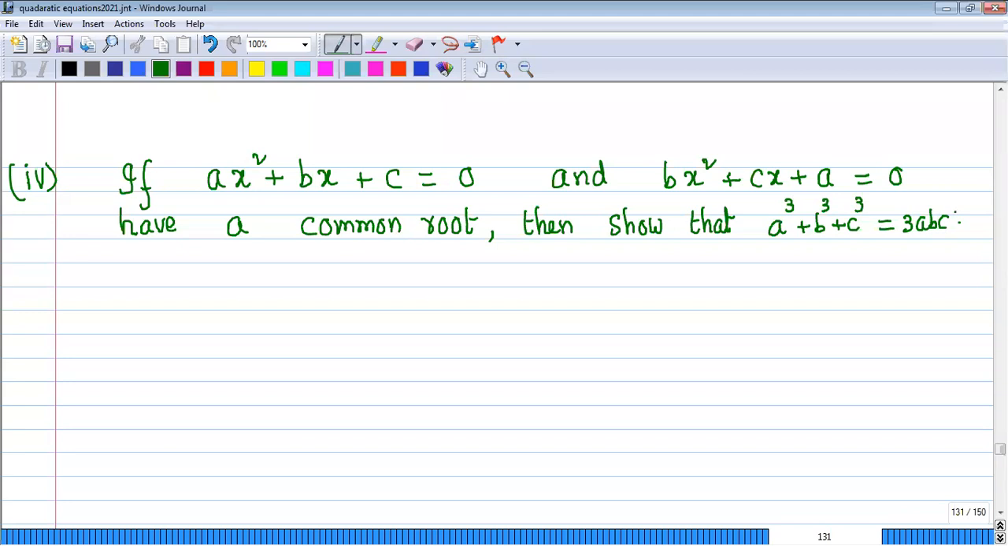So first let us say let alpha be the common root. Alpha satisfies both the equations. Eliminate alpha square, then you get the alpha common root. Substitute alpha in any one of the equations, then you get the condition. From that we can derive a cube plus b cube plus c cube is equal to 3abc. Right.